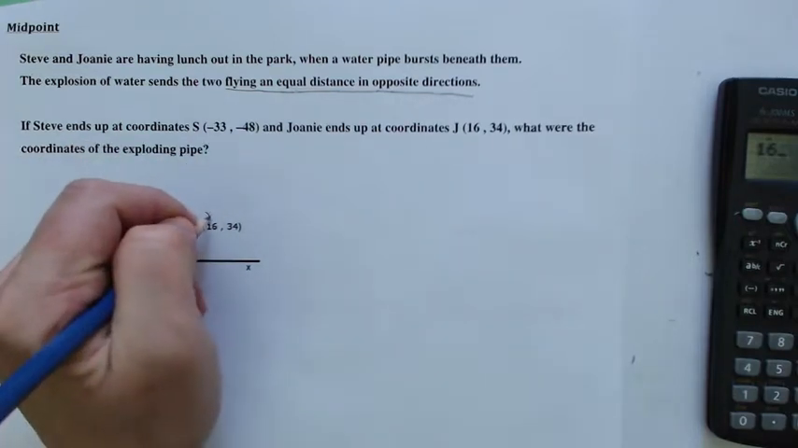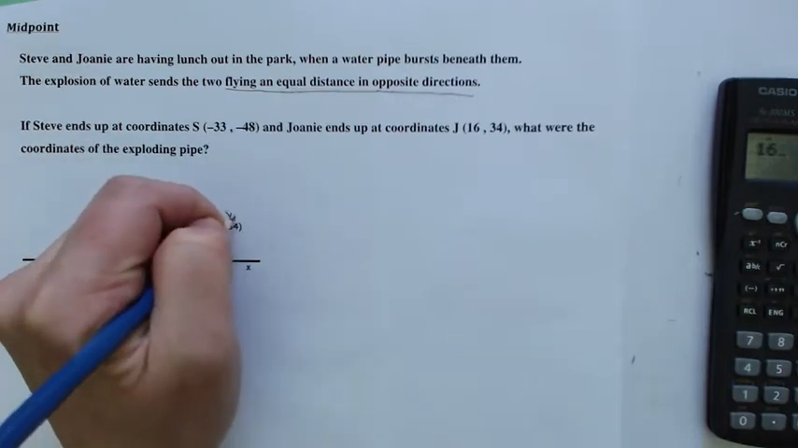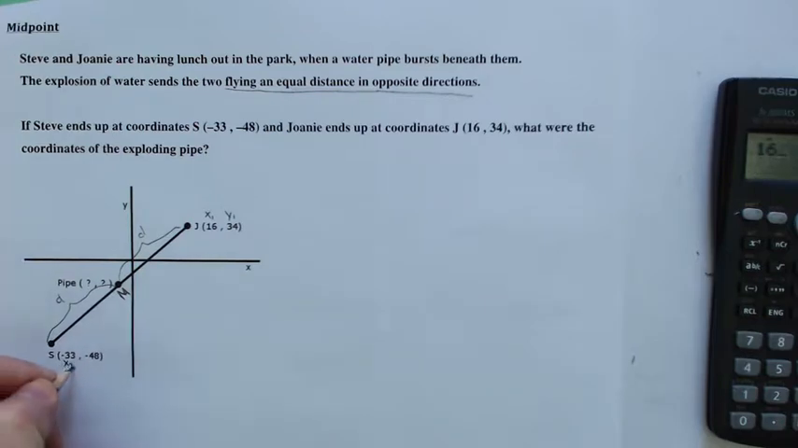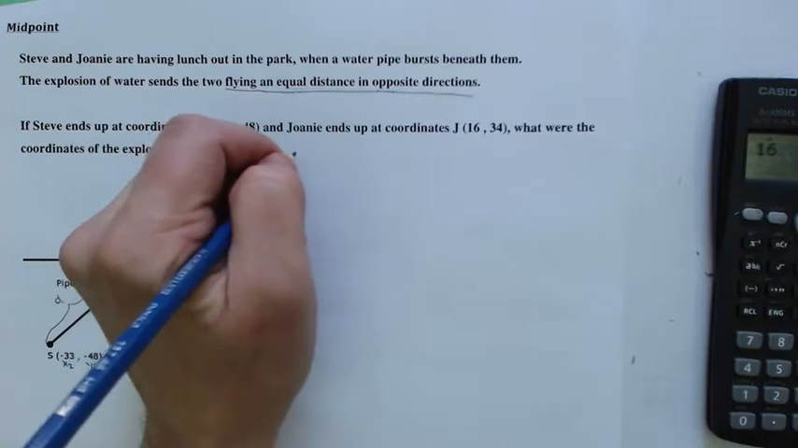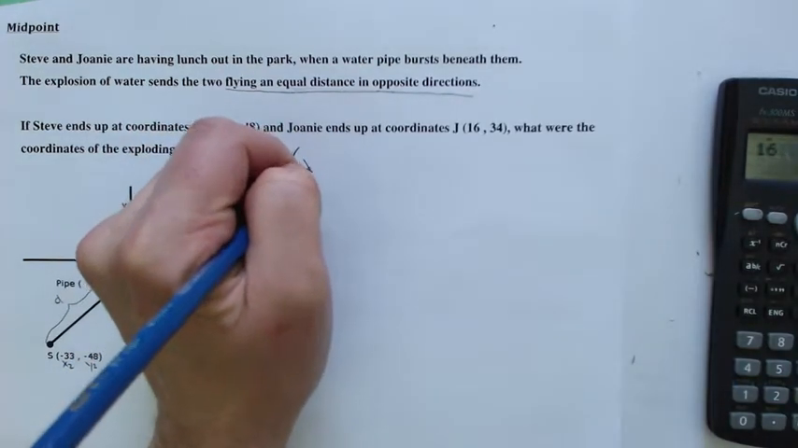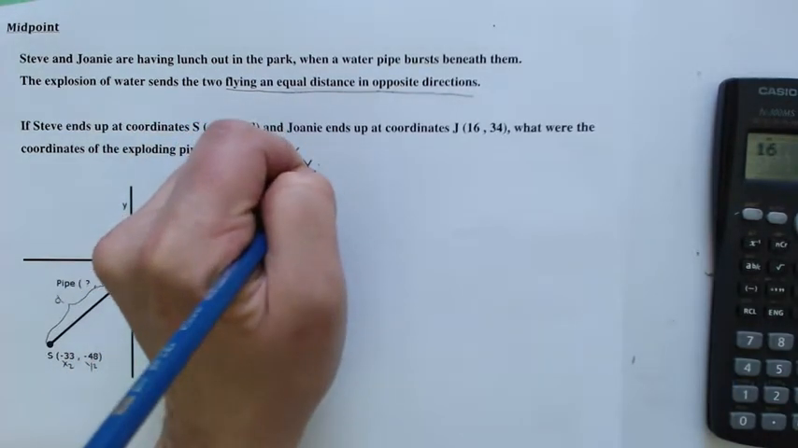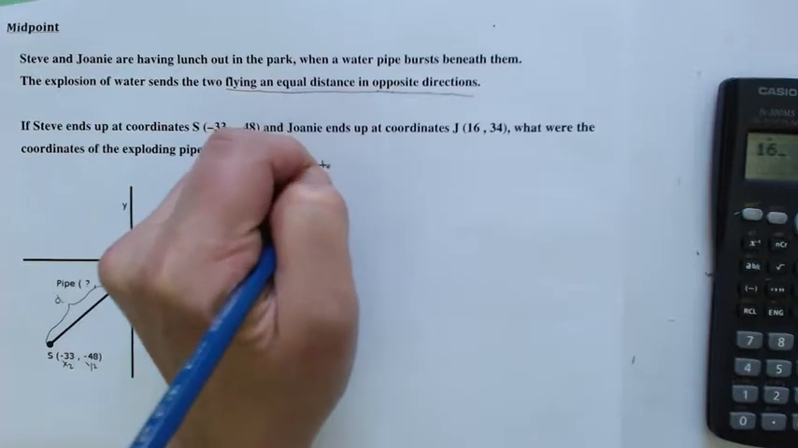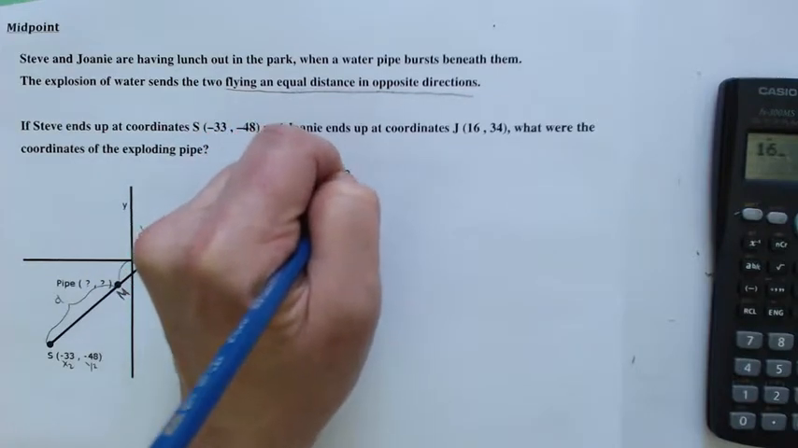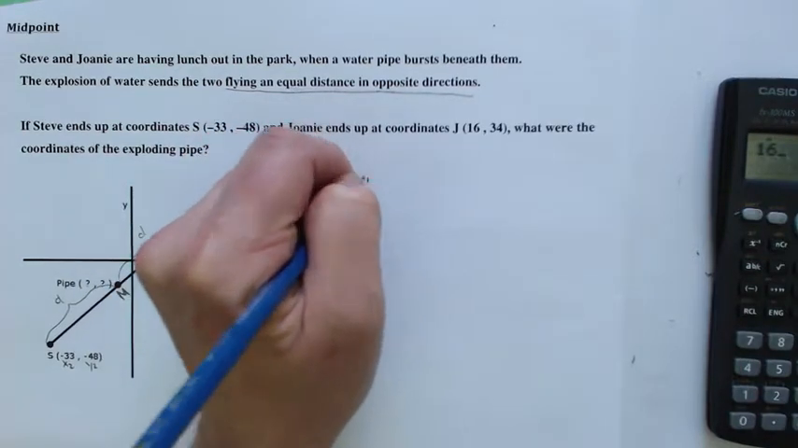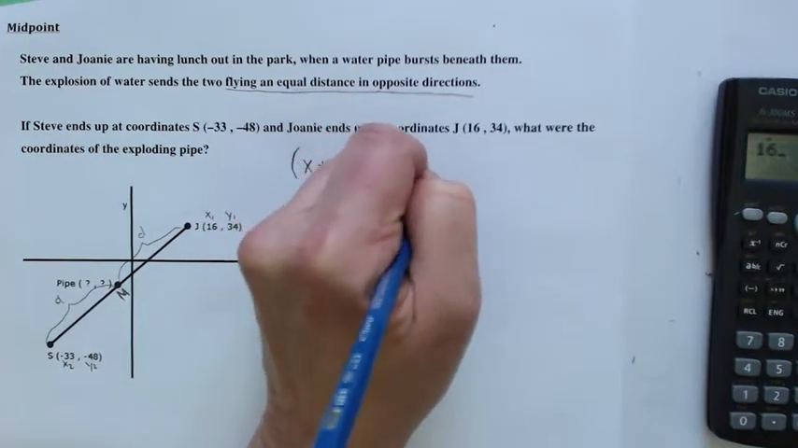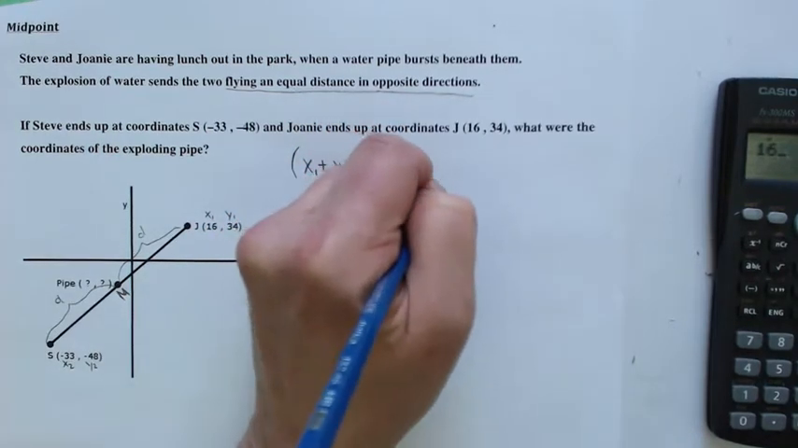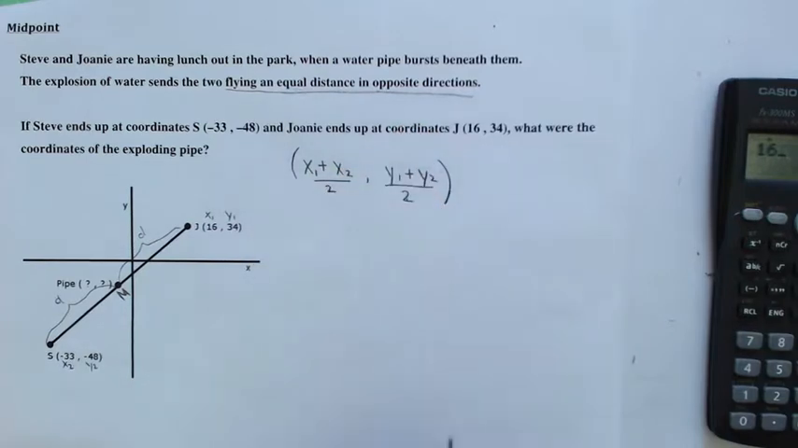And as usual, we're going to number these off, x1 and y1 and x2 and y2. And we'll write down that midpoint formula right away. Midpoint formula is x1 plus x2 divided by 2, comma, y1 plus y2 divided by 2.